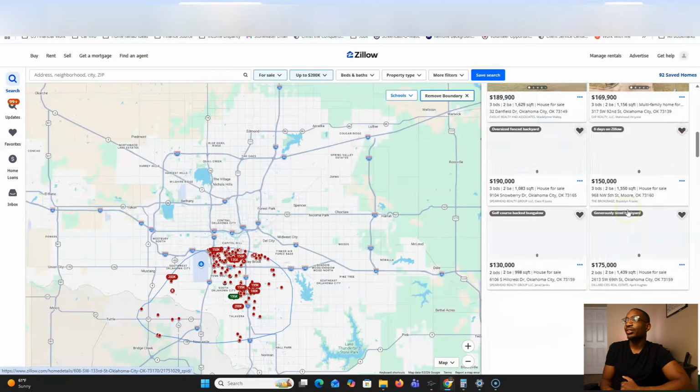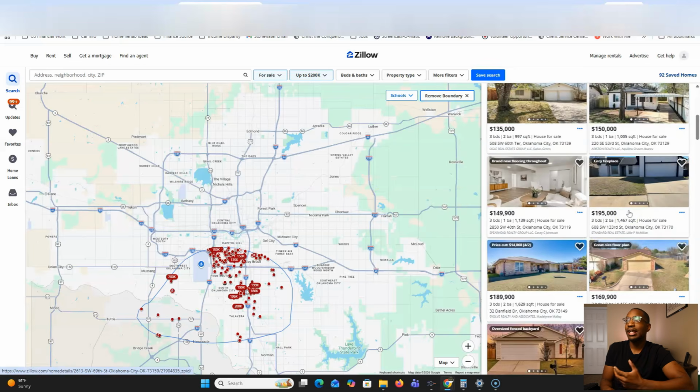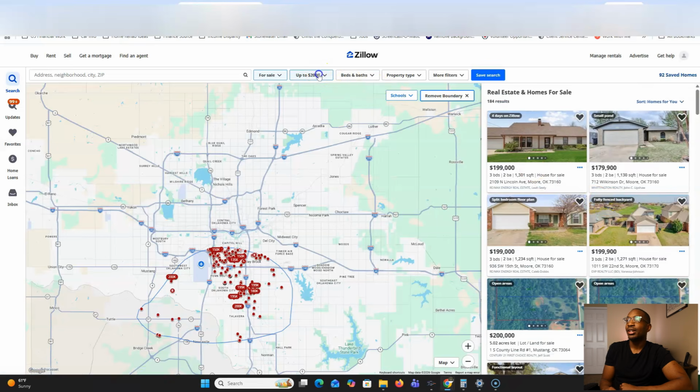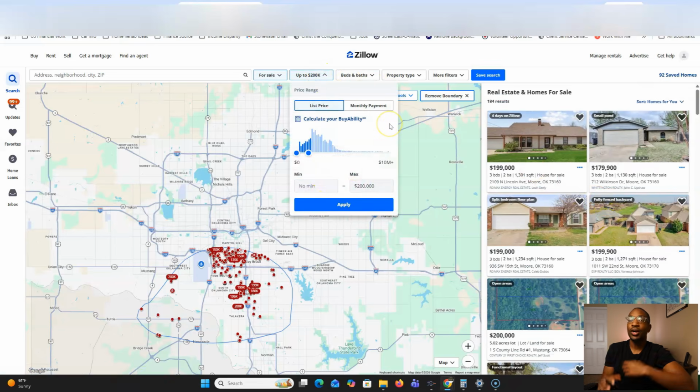And now you have your listings right here that you can target. So that's the 4th filter I would do to understand wholesale real estate and to wholesale real estate.